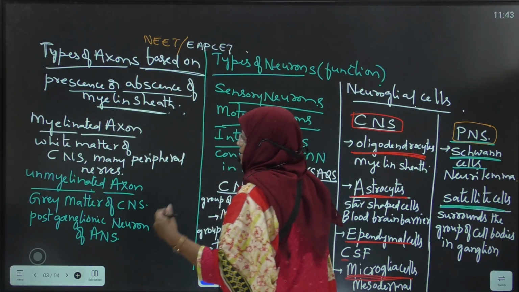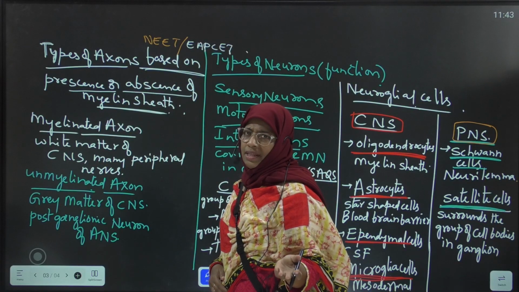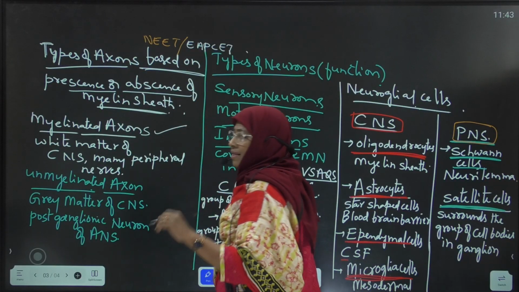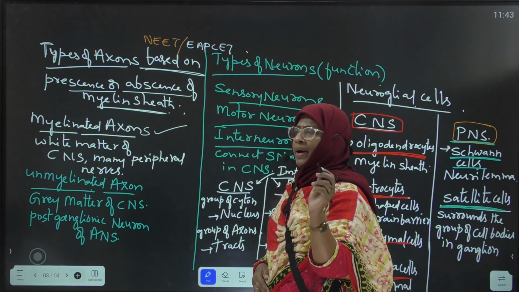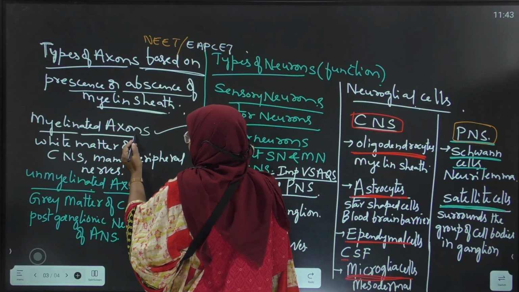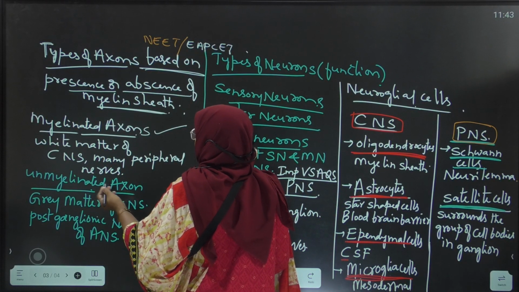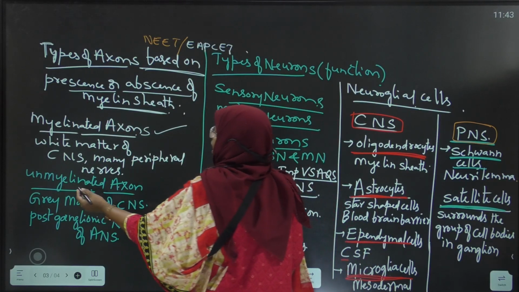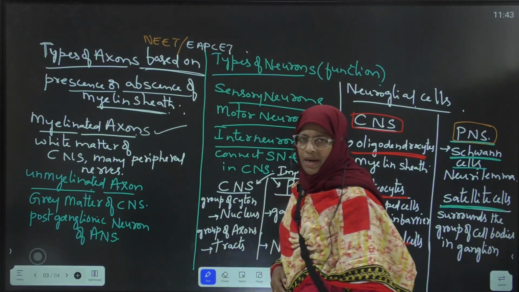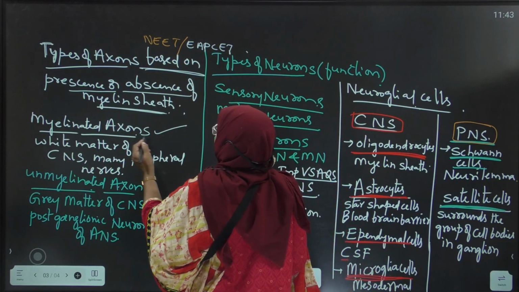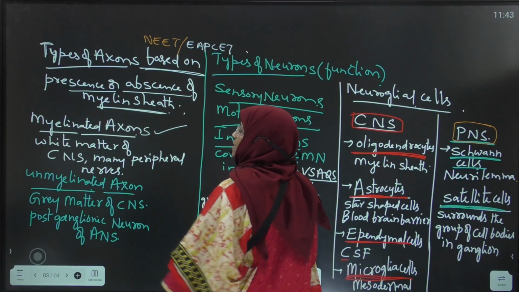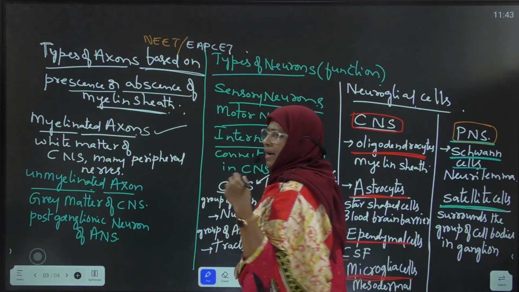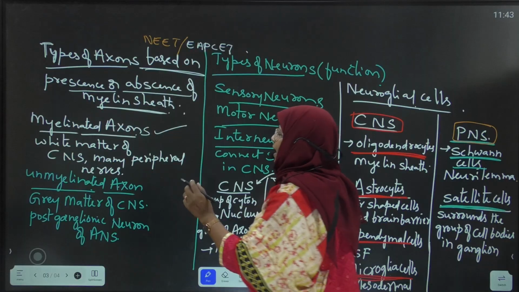Okay? The axons which are covered by myelin sheath are called myelinated axons. Next, the axons which are not covered by myelin sheath are called unmyelinated axons. Myelinated axons means these axons are covered with myelin sheath. Unmyelinated axons, the myelin sheath is absent around the axon.